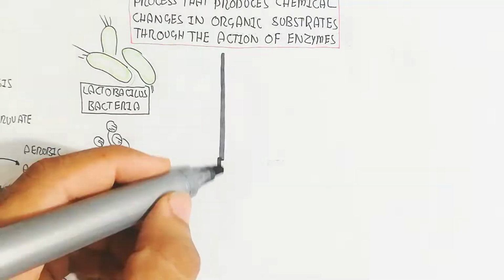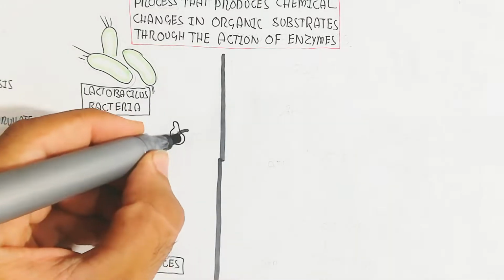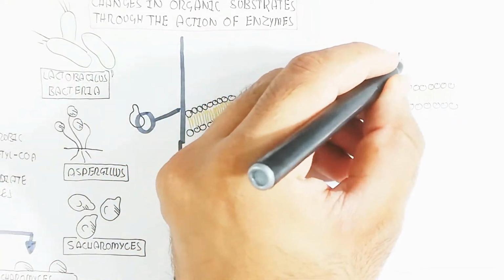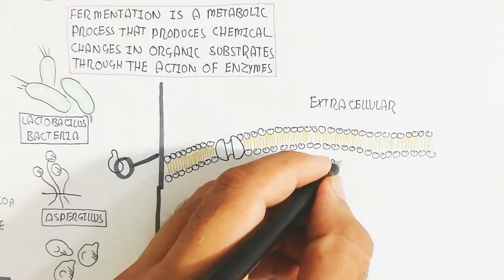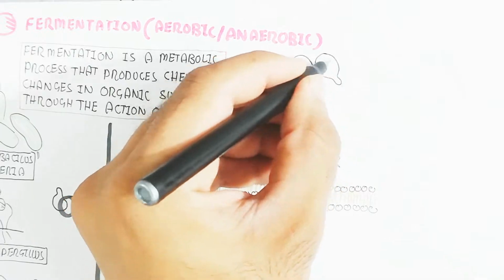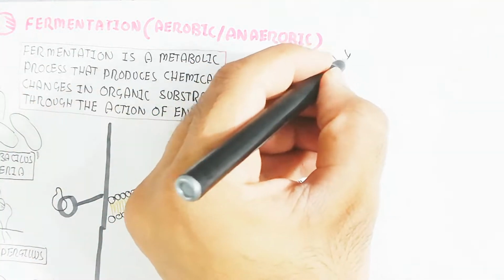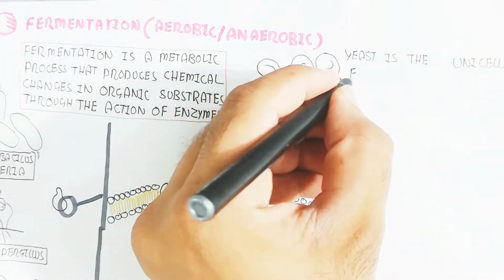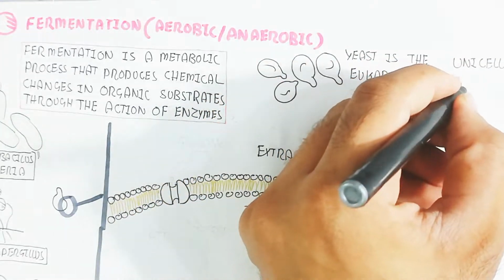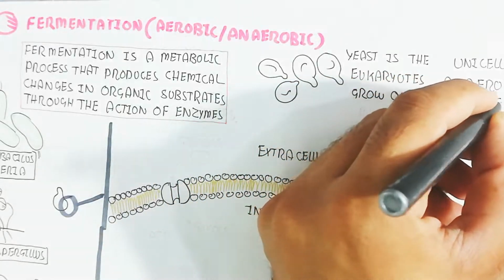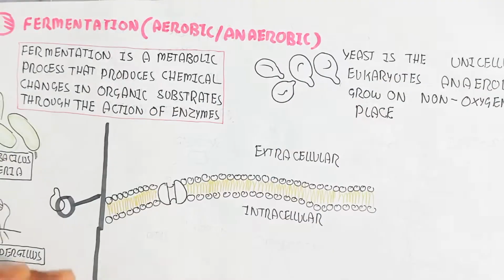So anyway, let's begin to understand the major mechanism within the cell and what happens in the cell. Remember, this is an anaerobic condition, and glucose is present in the medium. This yeast is a unicellular eukaryote, and anaerobes grow in a non-oxygenated place. The non-oxygenated place is very important.